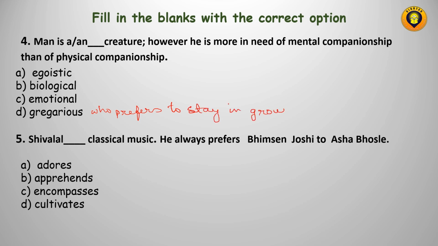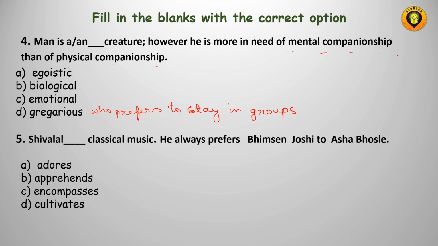We humankind is a social animal. We all prefer to stay in a community. We can't stay alone. So we are gregarious in nature. Now, which one to choose? If we look carefully at the end of the sentence, it has been mentioned that need of mental companionship and physical companionship, both are needed. But he needs more mental companionship than physical companionship. So companionship is already mentioned, right? So which one to choose?